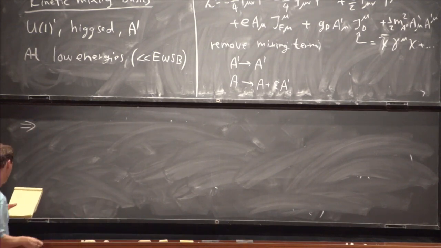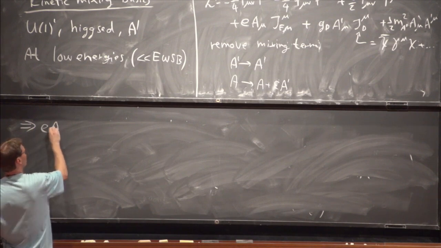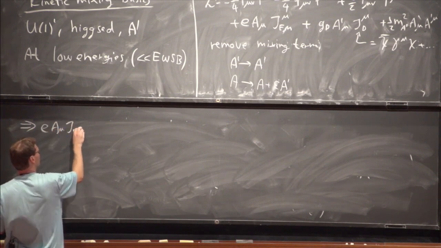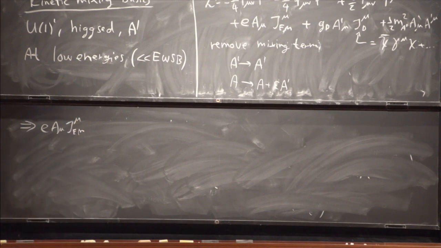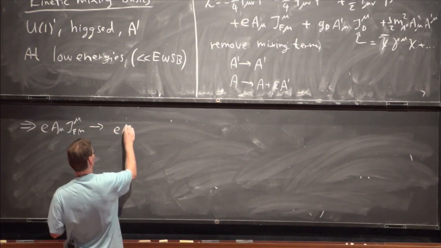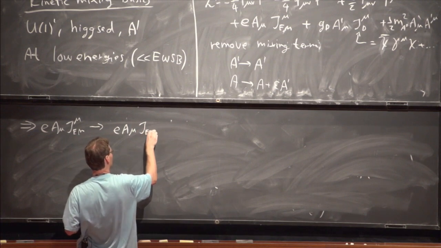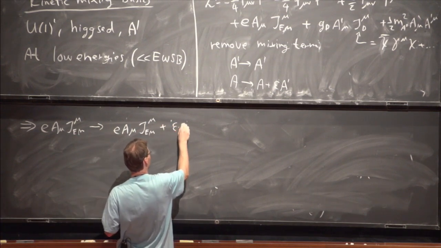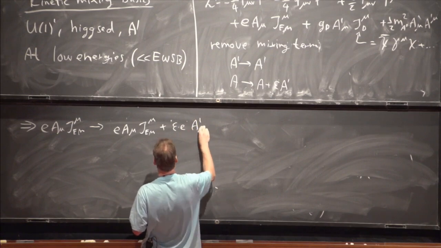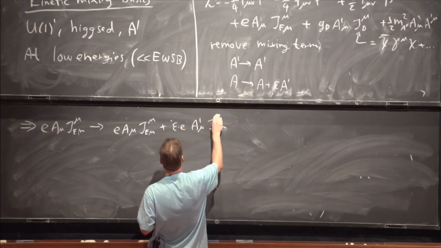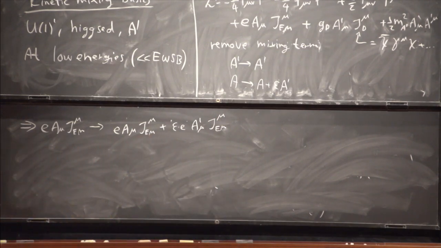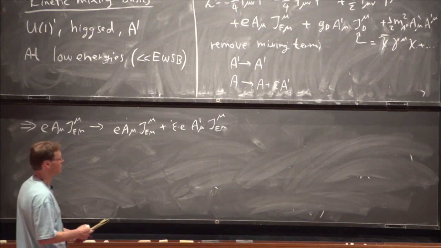So doing this gives that the main effect that we care about is that this term here, the coupling of the photon to the electromagnetic current, changes and now gets an additional piece, which is epsilon times e times the dark photon to the electromagnetic current. So what this means is that all standard model electrically charged particles have a dark millicharge. Okay, so a millicharge under the dark U(1).